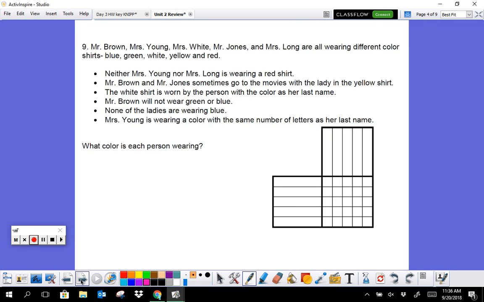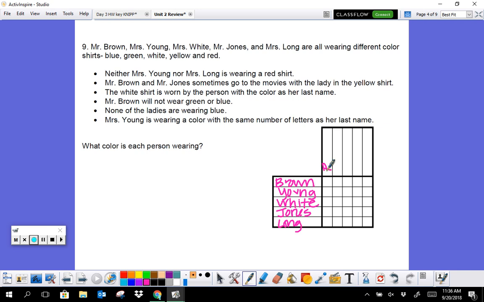Number 9, this is where we're going to do a logic puzzle. It'll also look exactly like this. So here we've got 5 people. We've got Mr. Brown, Mrs. Young, Mrs. White, Mr. Jones, and Mrs. Long. And they're all wearing different colors.